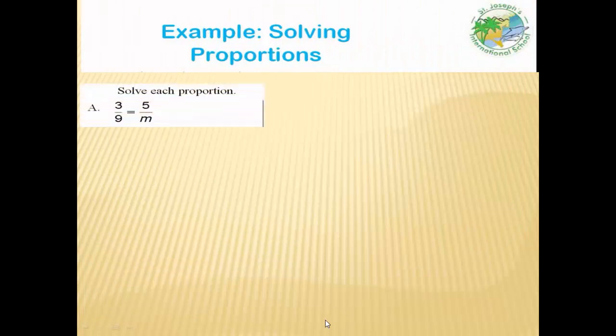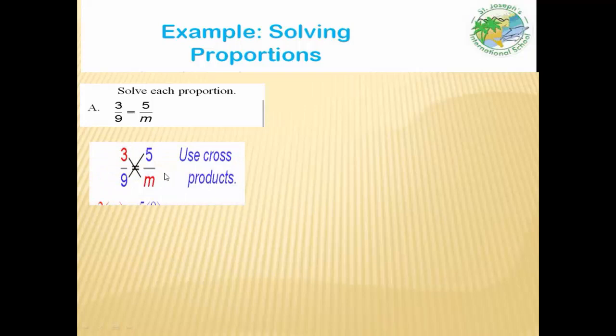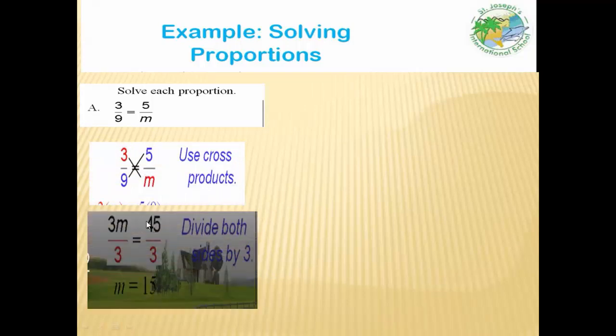Solving proportions. Solve each proportion: 3 over 9 equals 5 over m. Cross multiplication, by cross products: 5 times 9 equals 3 times m. Then 3m equals 9 times 5, which is 45. Divide both sides by 3. Then 3 over 3 m equals 45 over 3, which is 15. Then m equals 15.